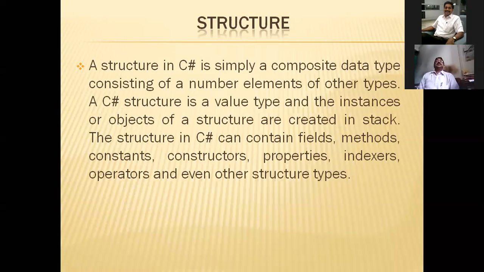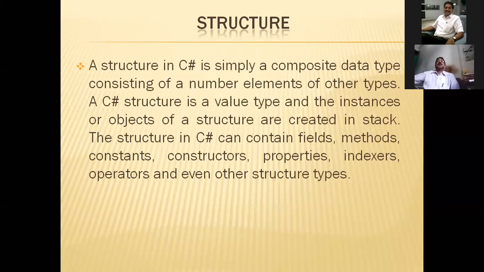Okay, you can see here a structure is simply a composite data type. So this is a composite data type consisting of a number of elements of other types. A structure in C# is a value type, and the instances or objects of a structure are created on the stack. The structure in C# can contain fields, methods, constants, constructors, properties, indexes, operators, and even other structure types.